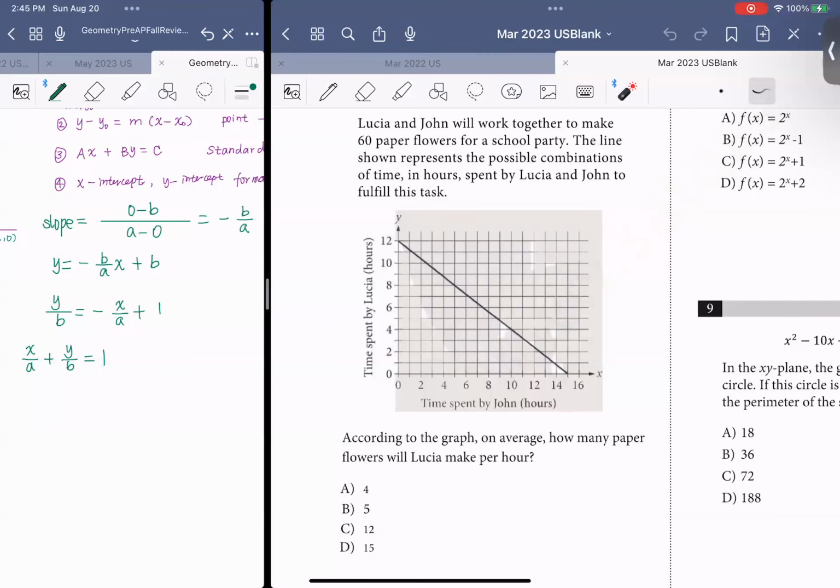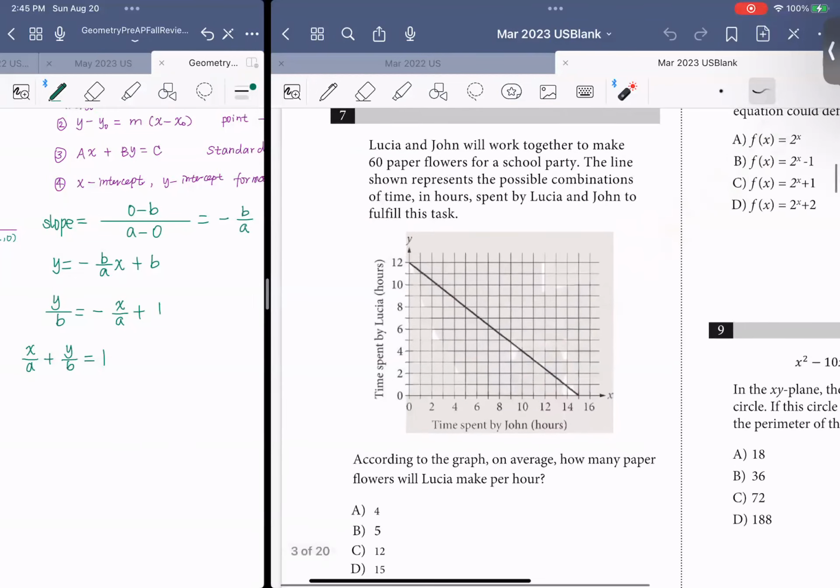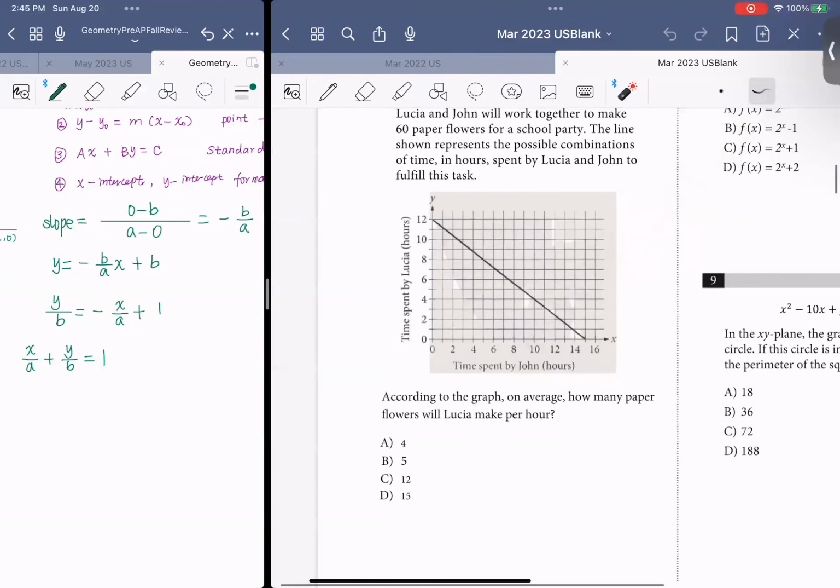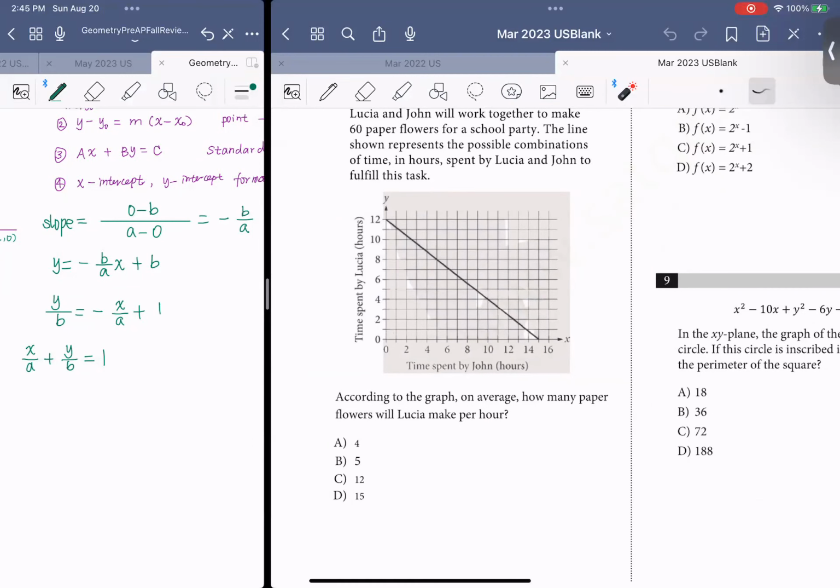Look at here. When people see this, you might feel curious. How do I figure out how many papers Lucia will make per hour? But look at the x-intercept and y-intercept. This graph is showing you that if John doesn't do anything, all the work will be done by Lucia. For how long? For 12 hours. How much work do you have? You have 60 paper flowers. So you finish this in 12 hours. You just divide by 12. In 1 hour, you can get 5.